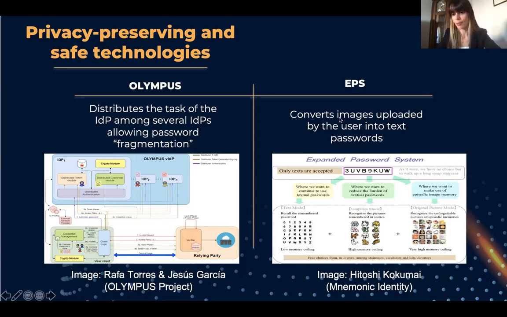More specifically, the expanded password system is basically software that converts images that could be uploaded or selected by the user into a password. So with regard to phishing attacks, in those cases in which the user is presented with this password box or a set of images that do not include the ones he or she has selected, he or she would know immediately that this is an attempt of phishing.